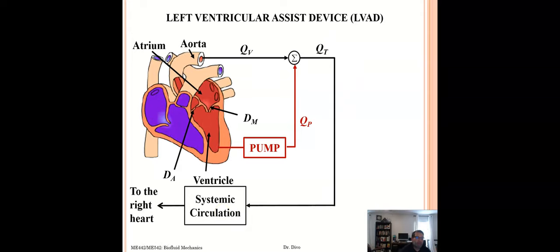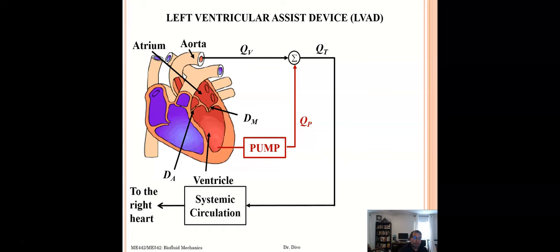We know that physiological demand changes depending on the level of activity of the person. So if a person is resting or lying down, the physiological demand might be 3 or 4 liters per minute. The heart itself might be able to produce that, or maybe with a minimal amount of help from the pump, the total ejection will be sufficient to satisfy that demand.